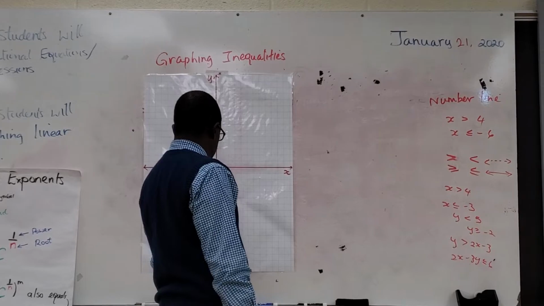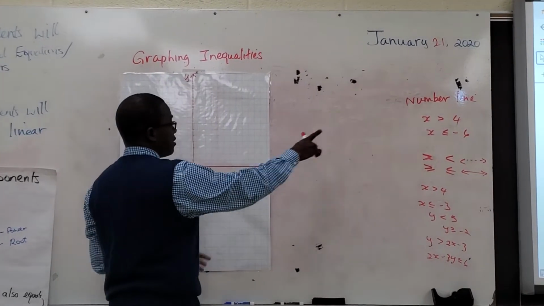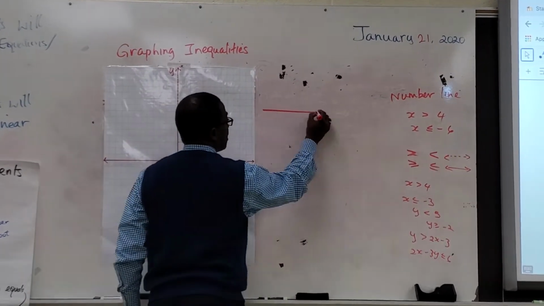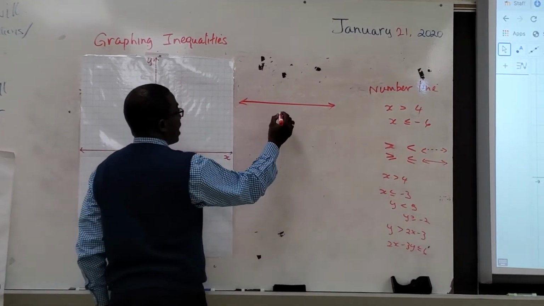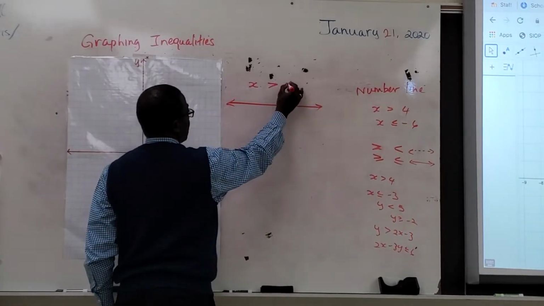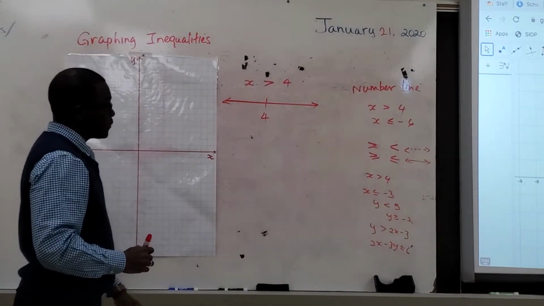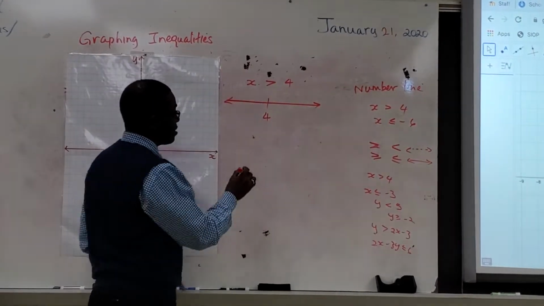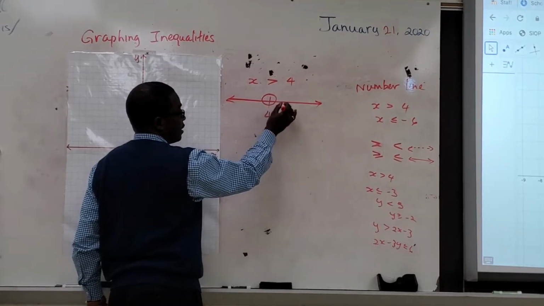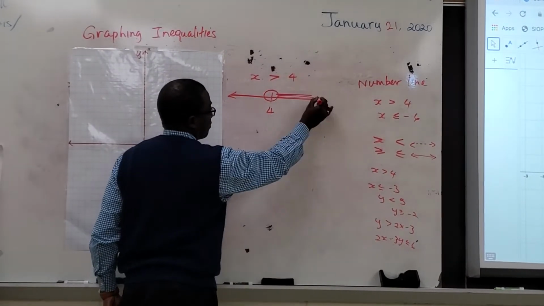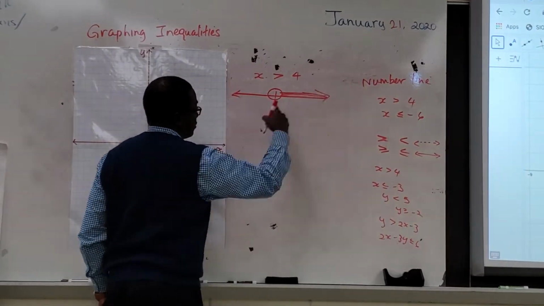Graphing inequalities, if you go back to number lines, so if you have a number line and you want to graph, let's say, x is greater than 4, on your number line you're going to start at 4. Because it's only greater than, you would do an open circle and then your answer includes everything greater than 4, so we're going to shade to the right.